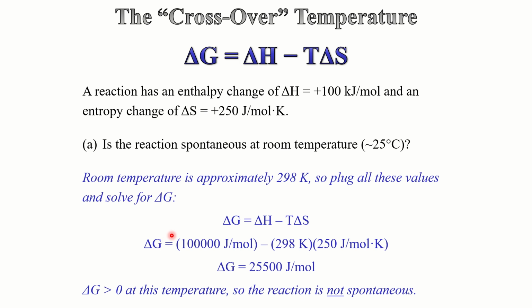We can use the equation delta G equals delta H minus T delta S. The enthalpy change is plus 100 kilojoules per mole, so we can input that as 100,000 joules per mole. The temperature is 25 Celsius, which we can plug in as 298 Kelvin, and the entropy is 250 joules per mole Kelvin, so we plug that value in. When we solve, we find that delta G equals 25,500 joules per mole, or about 25.5 kilojoules per mole. So we can see that at this temperature, delta G is positive, so the reaction is not spontaneous.